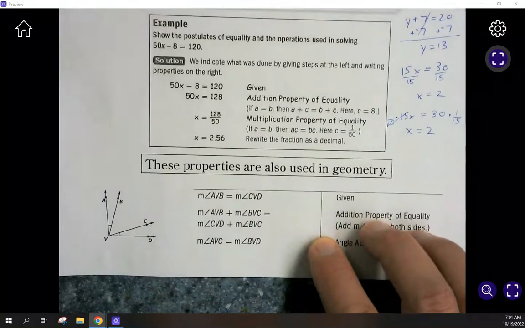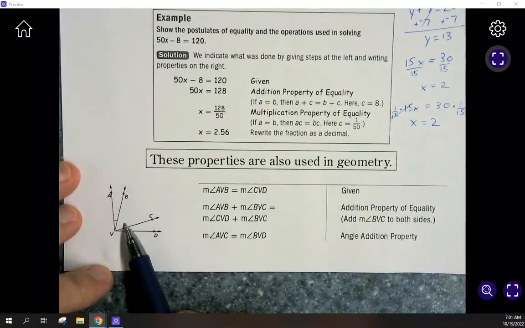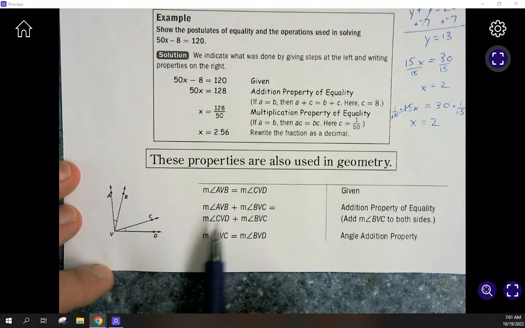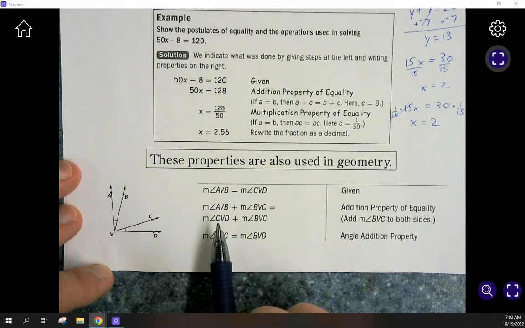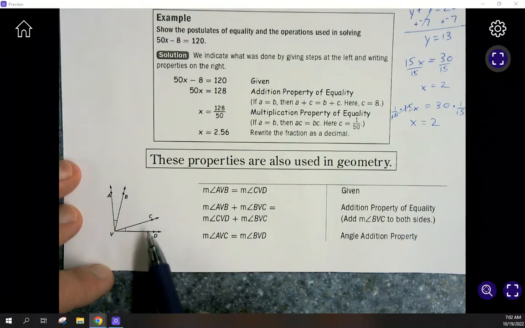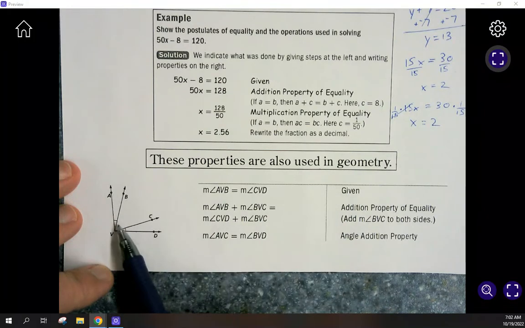Now let's take a look. How can we use this in geometry? So down here at the bottom, we've got this picture. We've got a bunch of different angles here. If you notice, we've got these markings in the picture. That means that those angles are equal to each other. So AVB equals CVD. And you can see that right here. It's given to you from the picture.